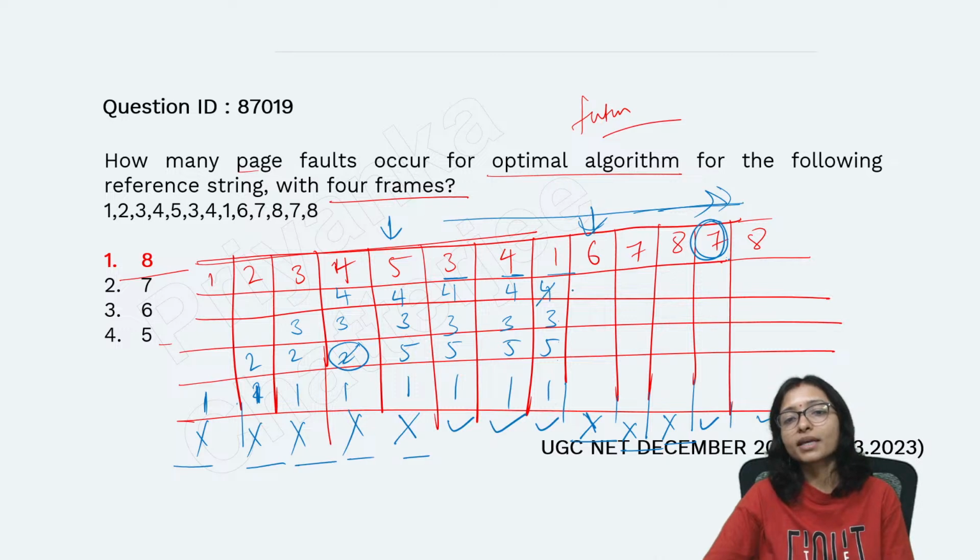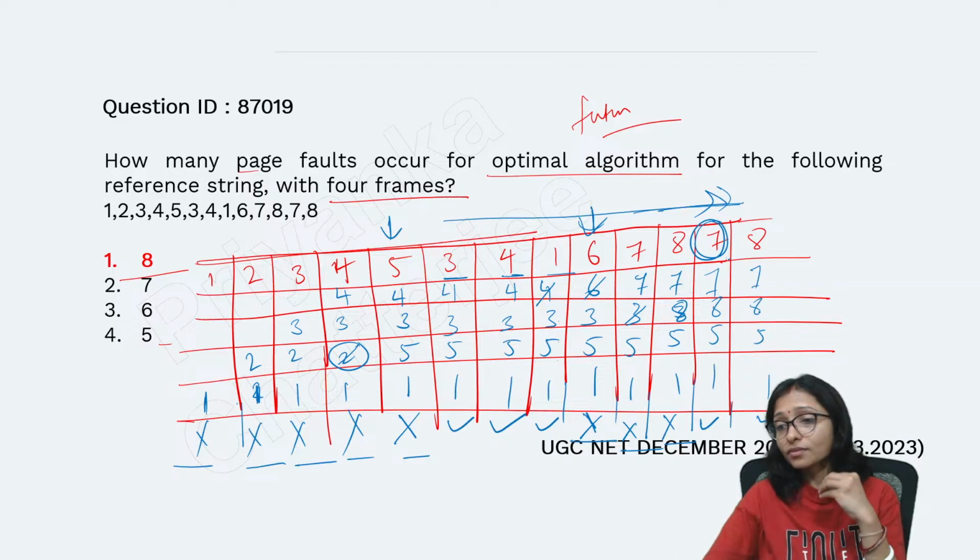So no problem, I can replace 4. So 6, 3, 5, 1. Right. Now the next one, whenever it is coming, I can replace 7 also. So 7, 3, 5, 1. Now next time whenever 8 is coming, I am going to replace 3 maybe. So 7, 8, 5, 1. Then after that this one will definitely be a hit. 7, 8, 5, 1 and again 7, 8, 5, 1.